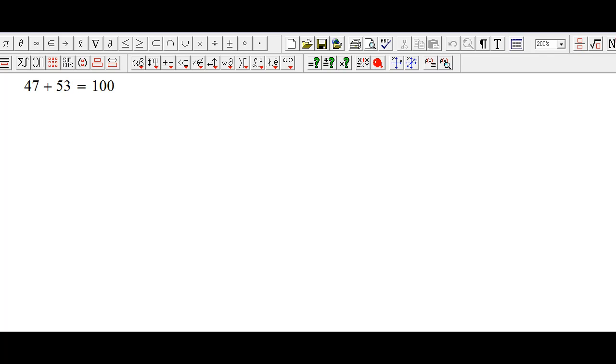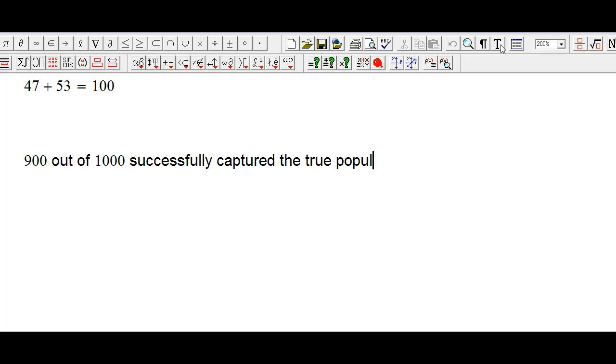So you saw 900 out of 1000 successfully captured the true population mean, sorry about that. Makes sense? Okay. So that's one way to think about or understand a 90% confidence interval.